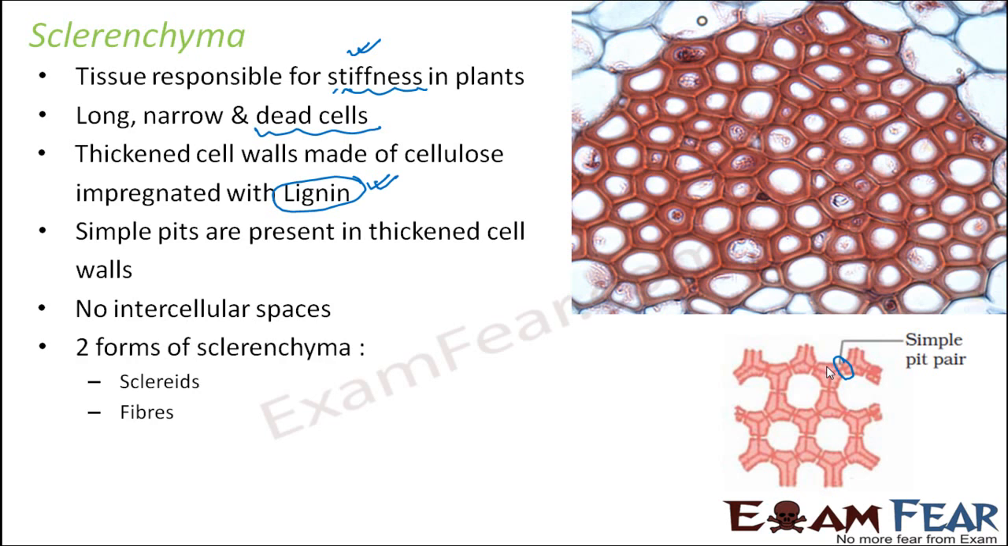Now for sclerenchyma, there exist two forms of sclerenchyma. One is sclereids and the second one is fibers. Now what are these? The sclerenchyma cells, that is the cells which form sclerenchyma, shape wise they have got two different shapes, and based on the shape of the cells we say that there are two forms of sclerenchyma. One is sclereids and the other is fibers. Now let us talk about sclereids and fibers in a little more detail.